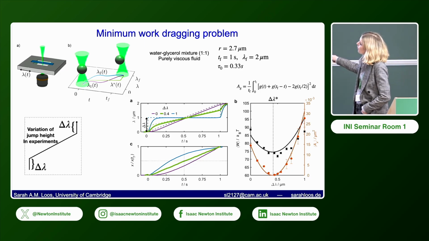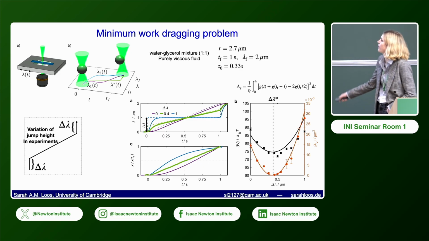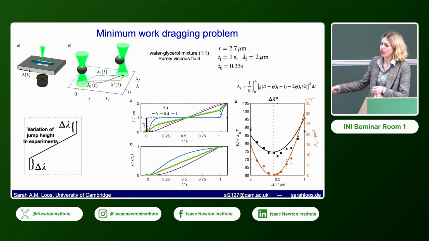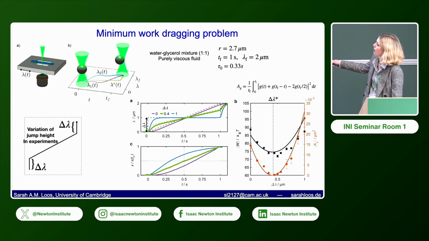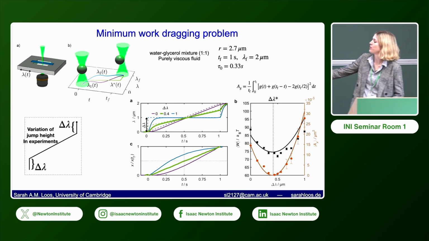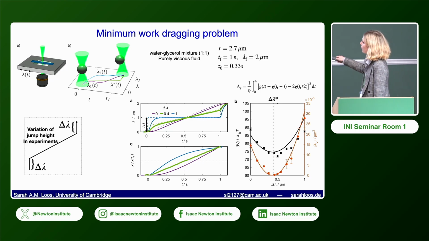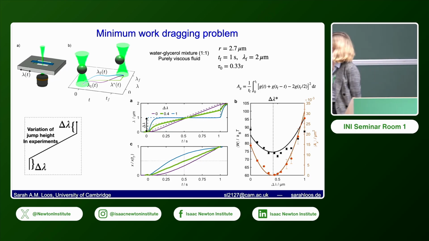And I should note that the protocol is actually not realized quite perfectly in the experiment. And this is because this whole stage has some inertia. So you cannot jump infinitely fast, but you only have these washed out jumps, if you like. And nevertheless, our prediction matched quite well.